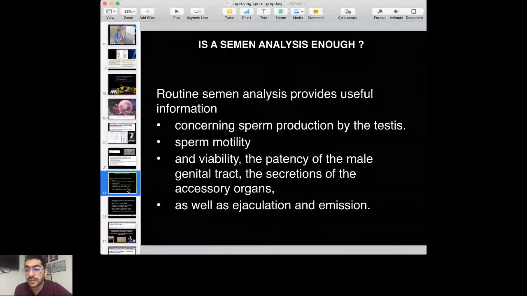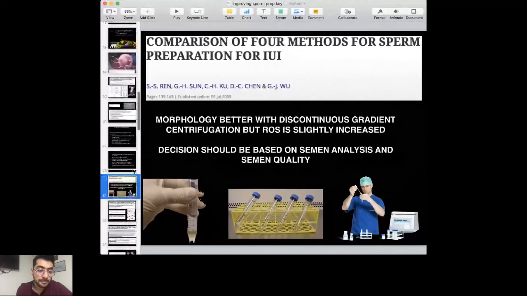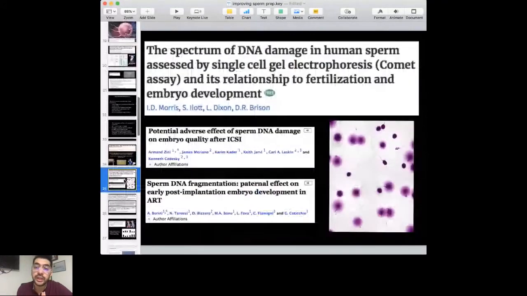Now, this is a nice paper which basically compared four methods of sperm preparation for IUI. And these four methods were simple wash, single density, double density, and swim up, right? They basically found out that the morphology was best with discontinuous gradient centrifugation with two densities, but ROS was increased. Thus, this paper actually helped us in analyzing that the decision of using a sperm preparation technique should always be based on the semen analysis and the semen quality of that patient and nothing else, right? And this semen analysis and sperm quality should include DNA fragmentation in the assessment, right? Because we know that there are a lot of potential adverse effects of sperm DNA fragmentation on the outcomes. And that is why we need to think about DNA fragmentation.